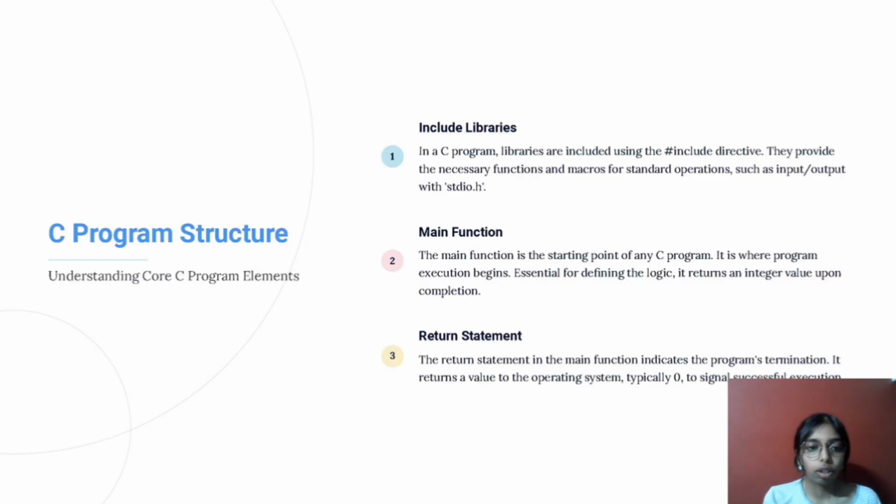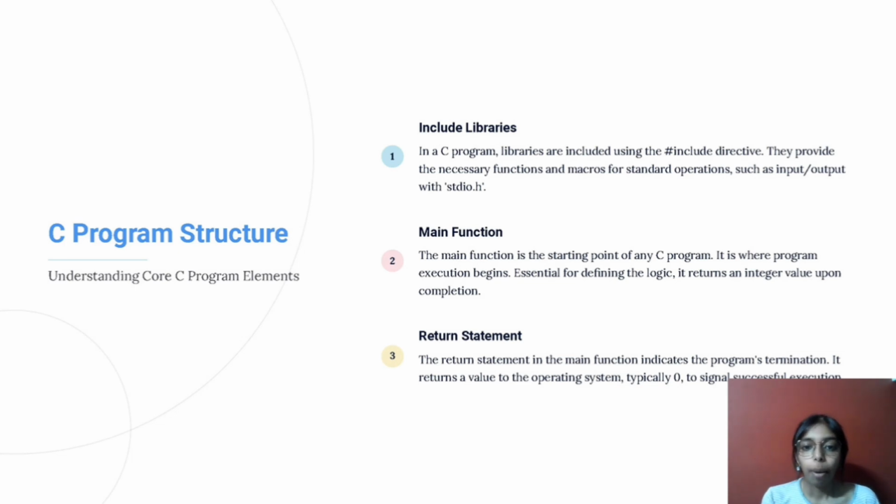C program structure. Understanding core C program elements. Include libraries. In a C program, libraries are included using the #include directive. They provide the necessary functions and macros for standard operations, such as input-output with stdio.h.